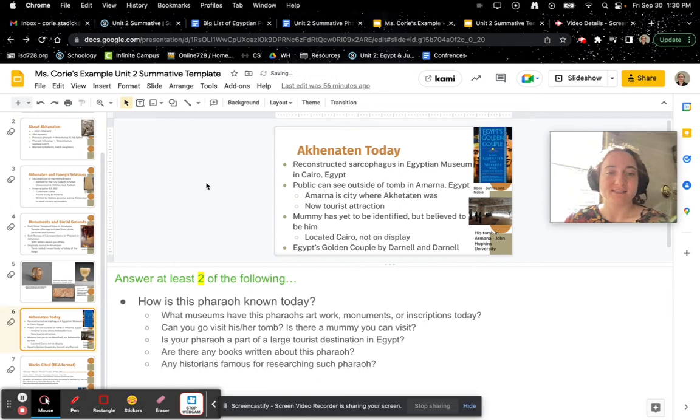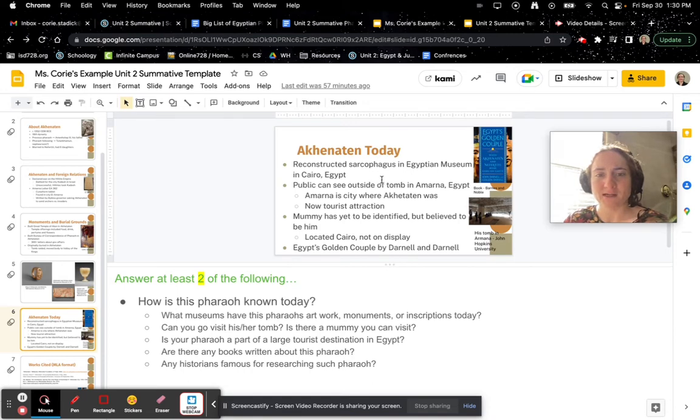All right. The sixth slide, you need to answer at least 2 of the following. How is this pharaoh known today? So what museums have the pharaoh's artwork, monuments, or inscriptions? Can you go visit his or her tomb? Is there a mummy you can visit? Is your pharaoh a part of a large tourist destination in Egypt? Are there any books written about this pharaoh? Any historians famous for researching such pharaoh? So you just need to answer 2 of the following questions.